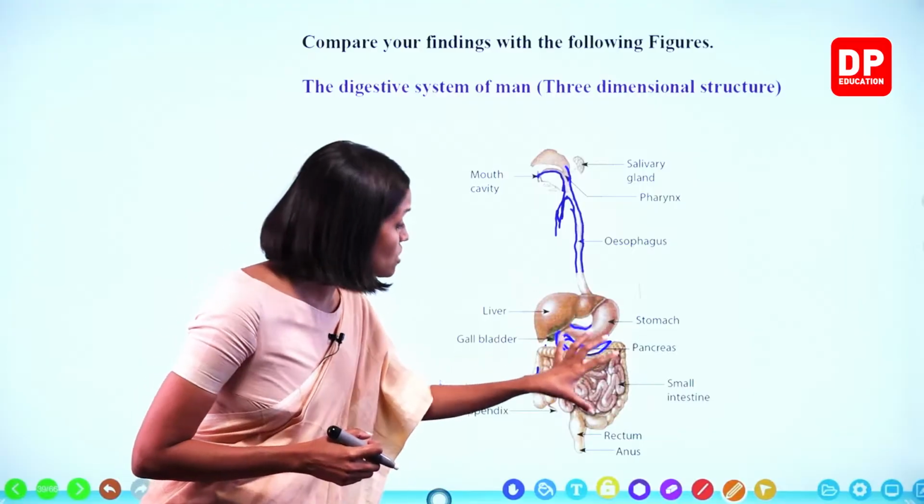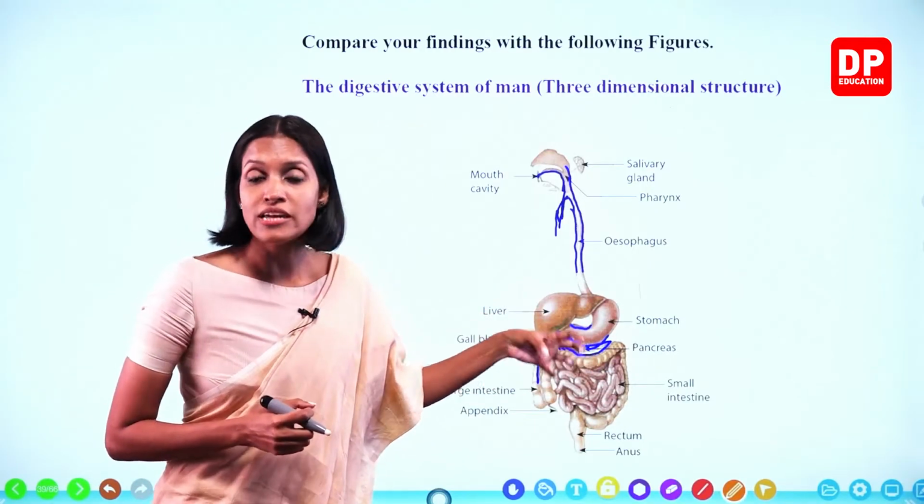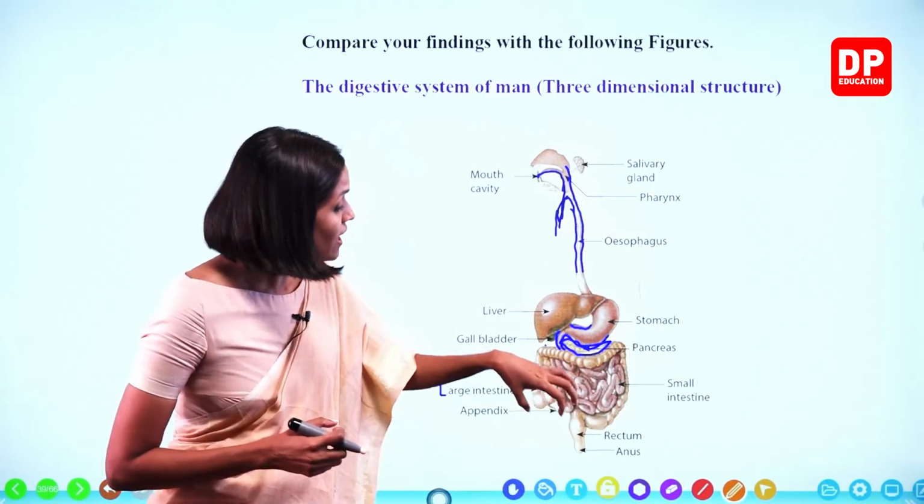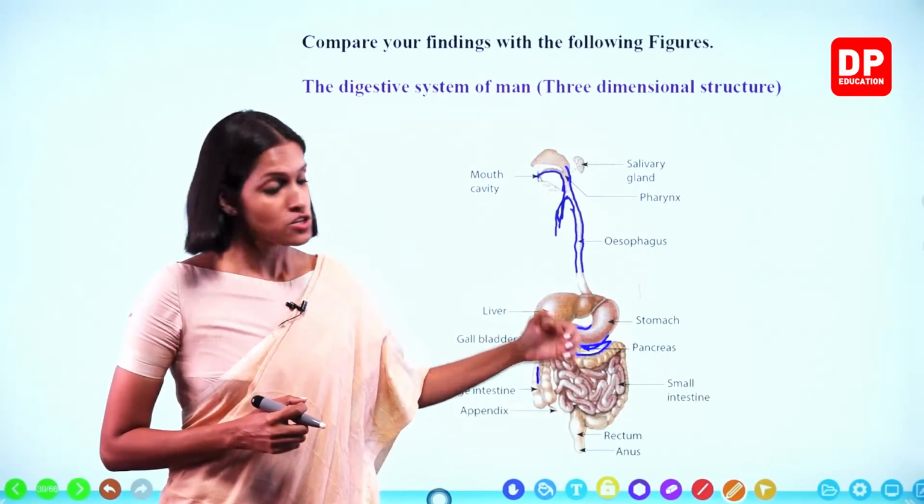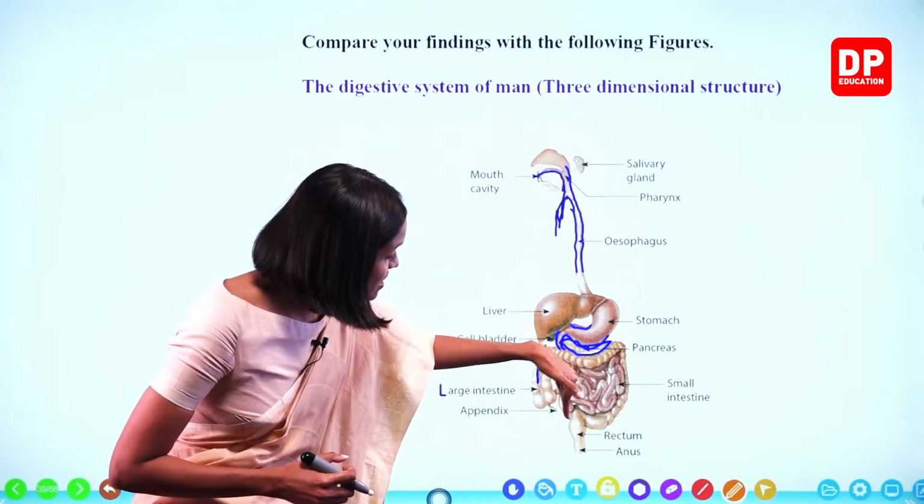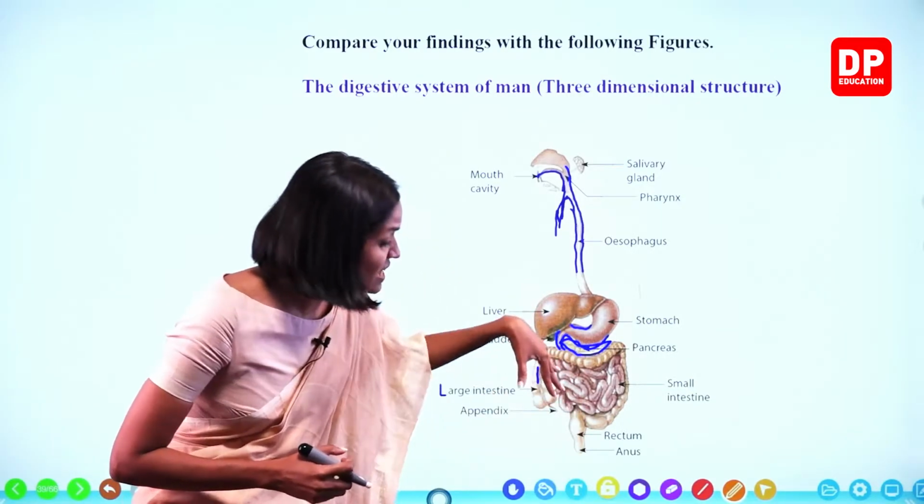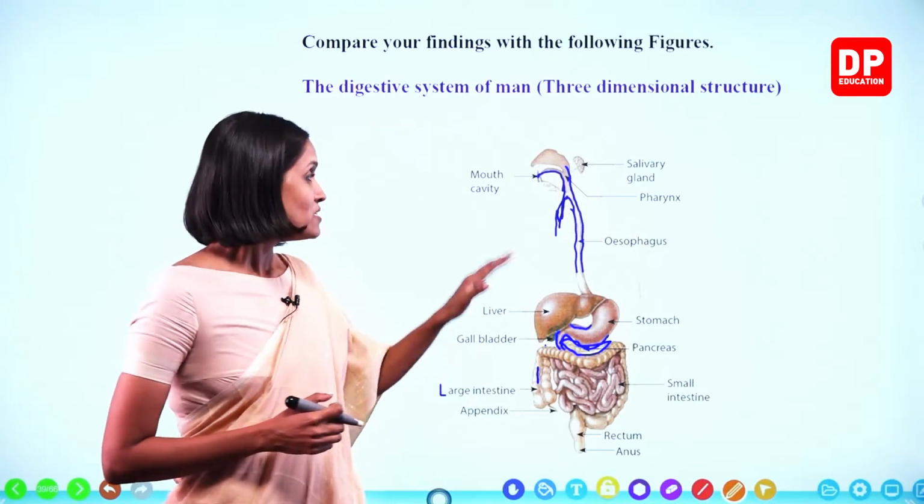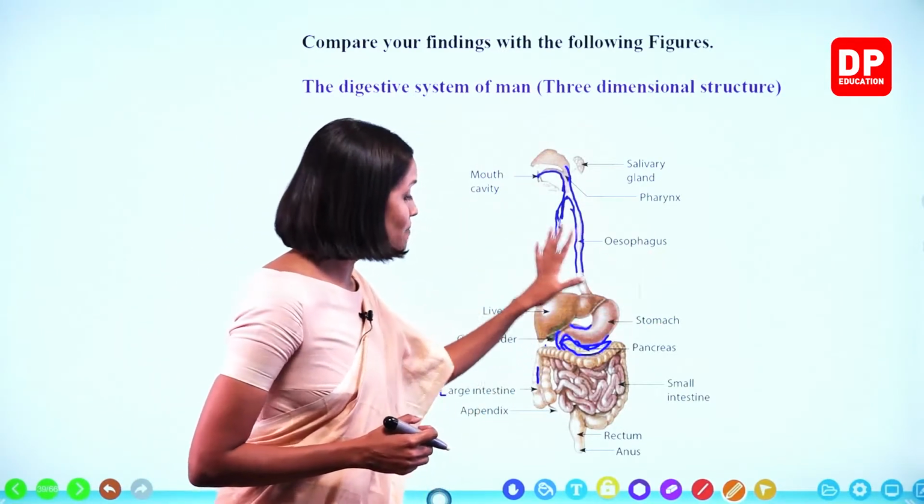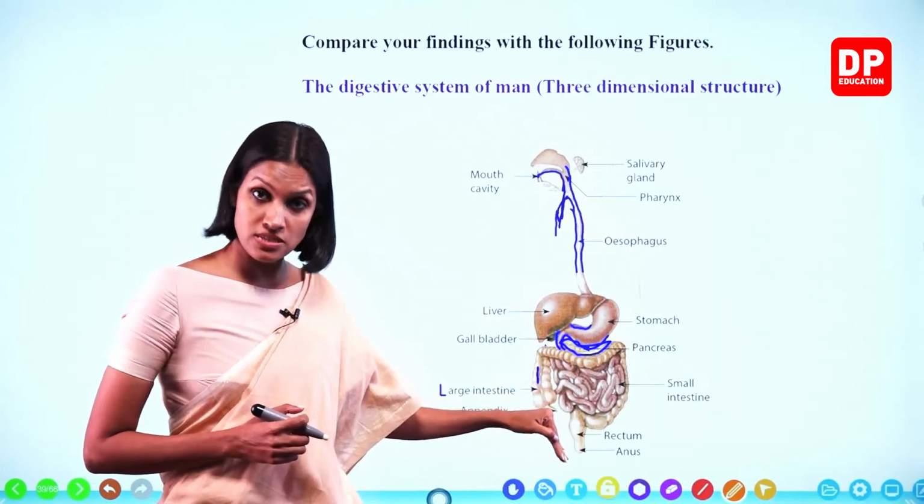That undigested food becomes a solid mass. Right? That solid mass is known as feces or fecal matter. So then fecal matter is sent out through the rectum and through the anus. Right, children? So now you know that there are many parts of the digestive system.